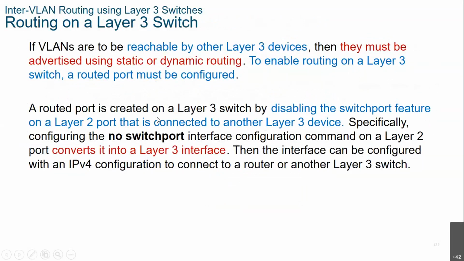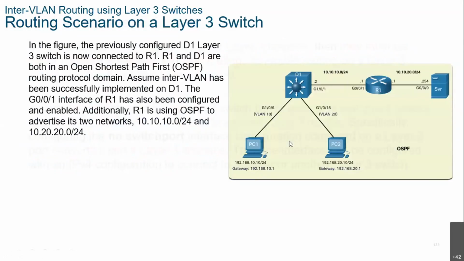A routed port is created on a layer 3 switch by disabling the switchport feature on the layer 2 port that is connected to another layer 3 device. What is this talking about? I'll show you a picture. It gives you a better sense of it.